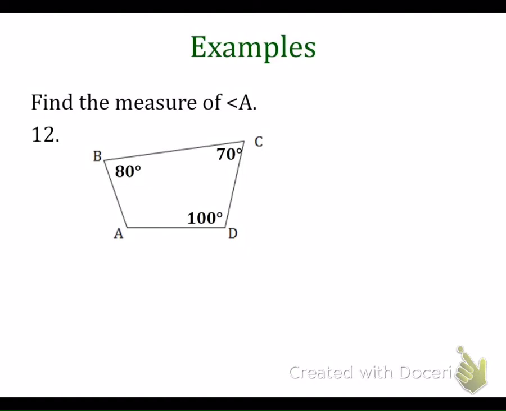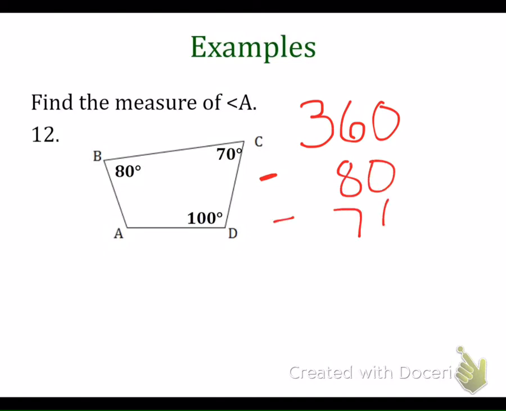What are we subtracting from? 360. So 360 minus 80 minus 70 minus 100. So that would be 260, 190, yeah, 110.